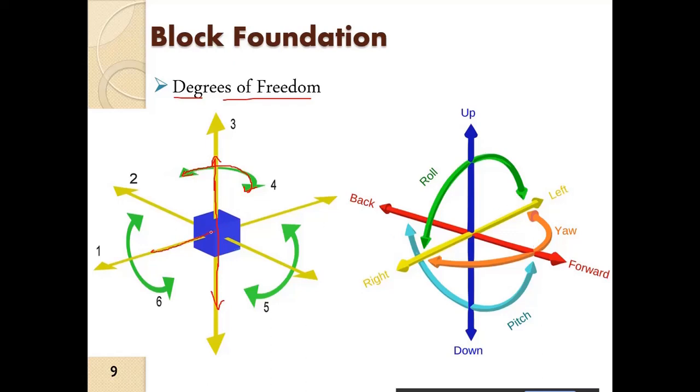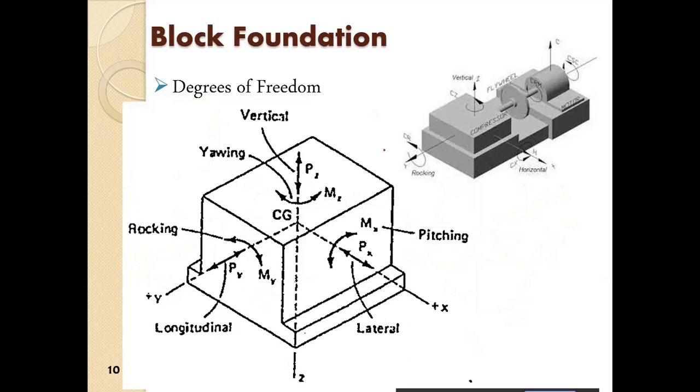Then we have the translation along the y-axis, right and left motion. Then we have the rotation around the y-axis, which is called the pitching, or the rolling, whatever you say. So we have done this along the x-axis, translation along the x-axis, and rotation along the x-axis. So we have 6 degrees of freedom. So these are the degrees of freedom.